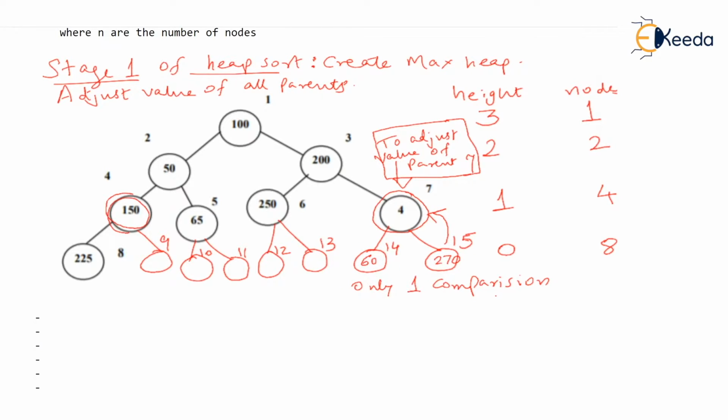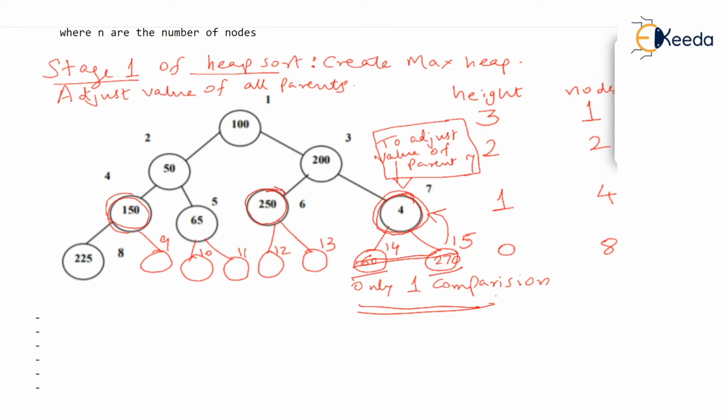You just did one comparison, because either the left child or the right child will be shifted up depending on who is larger. That means the parent value, the 7th value, was compared only one level down. So just by using one comparison, we adjusted the 7th parent. Then we came to the 6th parent. Remember, stage 1 starts with the last parent 7 and goes down to the first parent. So 6, 5, 4, 3, 2, 1, like that it will adjust.